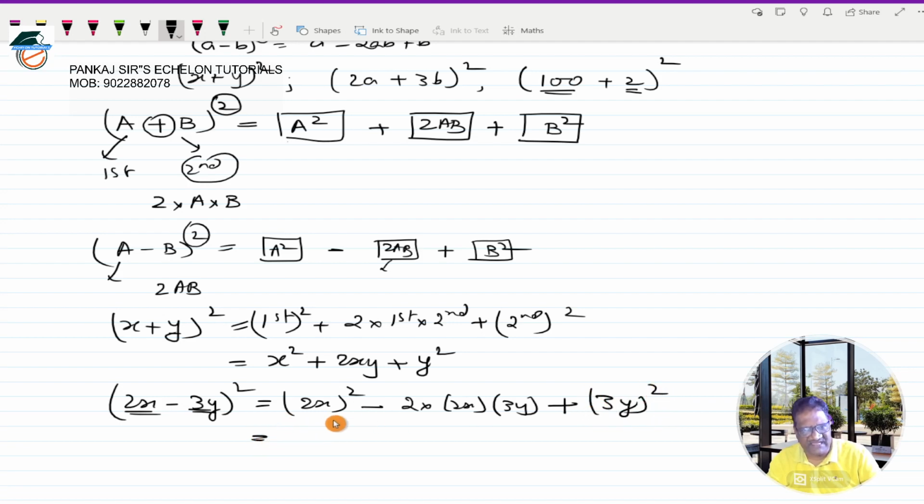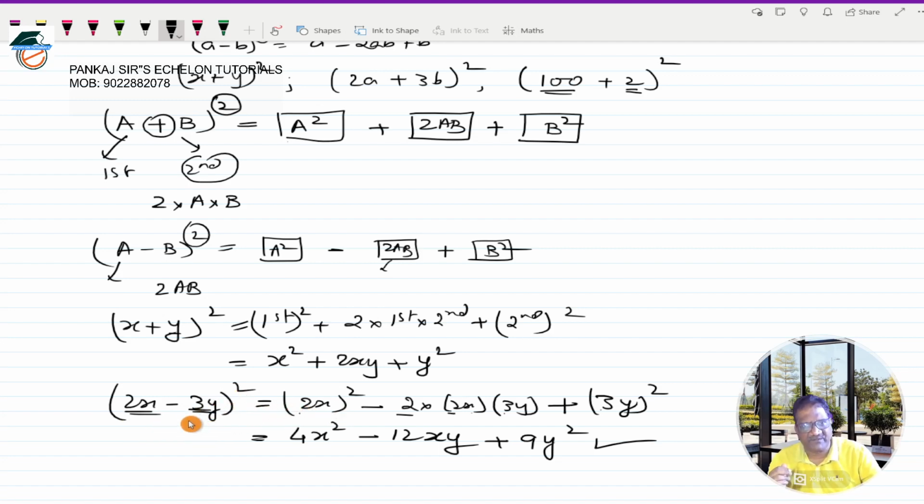Now if I simplify this more, (2x) square can be written as 2 square is 4, x square is x square. Then 2 into 2 is 4, 4 into 3 is 12. First I'll multiply out the numbers, and then what is left? x and y, so 12xy, and then plus, and 3 square is 9 and y square is y square. So this is the answer for (2x minus 3y) the whole square. That way these terms can be anything, they can keep on changing.